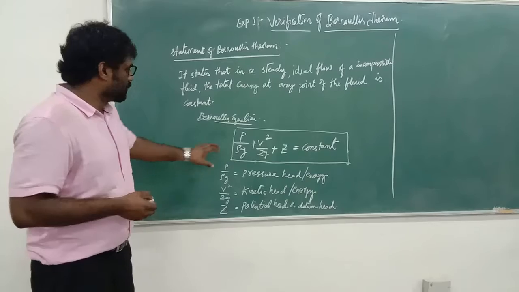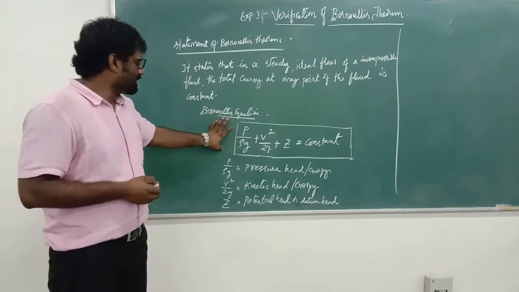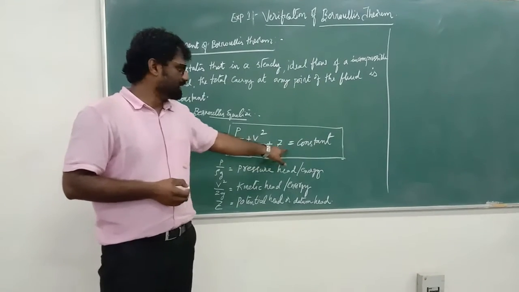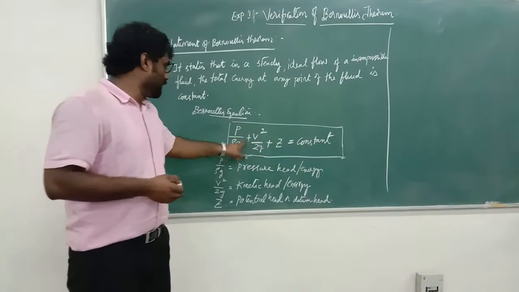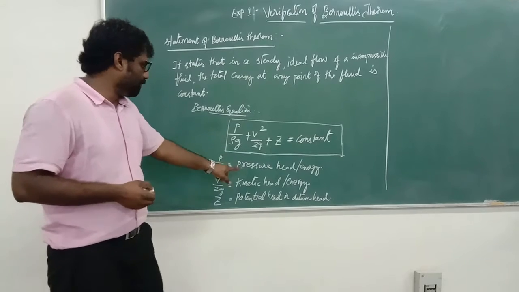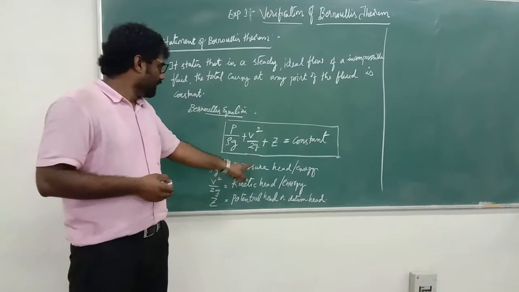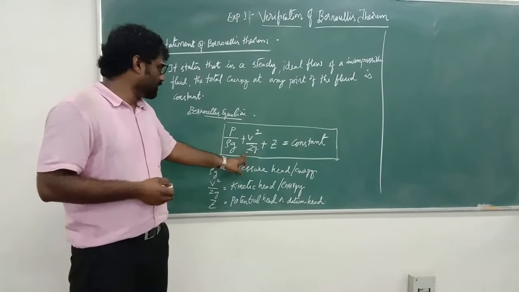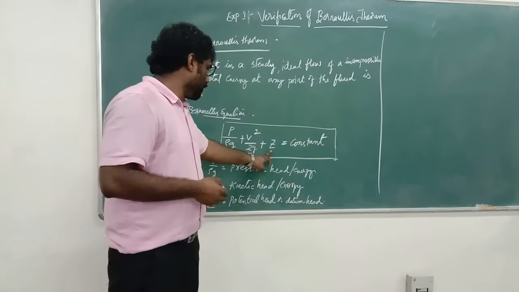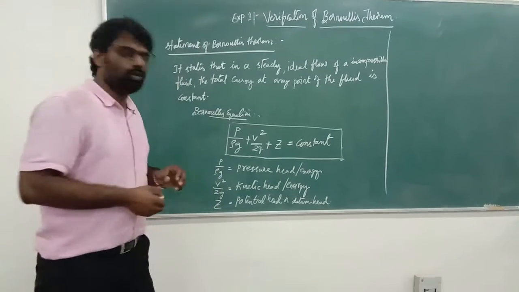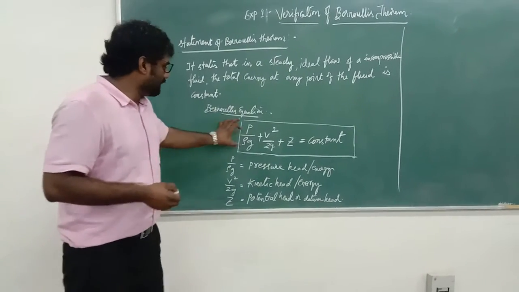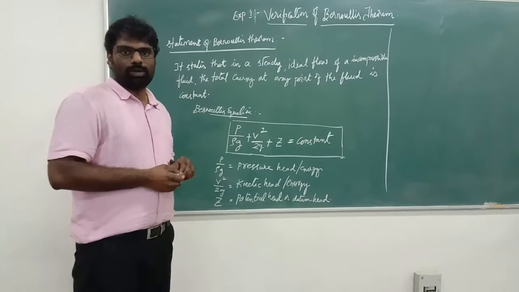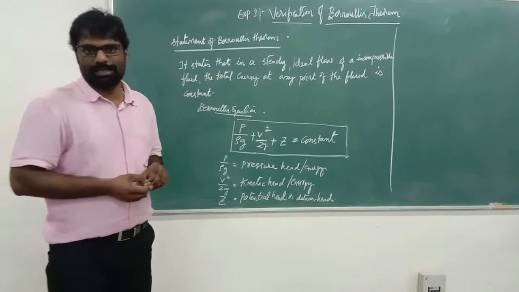If you see Bernoulli's equation, it consists of P by rho g plus V square by 2g plus z, that is equal to constant. What is P by rho g? P by rho g is nothing but the pressure head, or pressure energy. V square by 2g is the kinetic head, or kinetic energy, and z is the potential head. So we have to prove that all these energies are constant at every point. That is what we have to prove in Bernoulli's theorem.